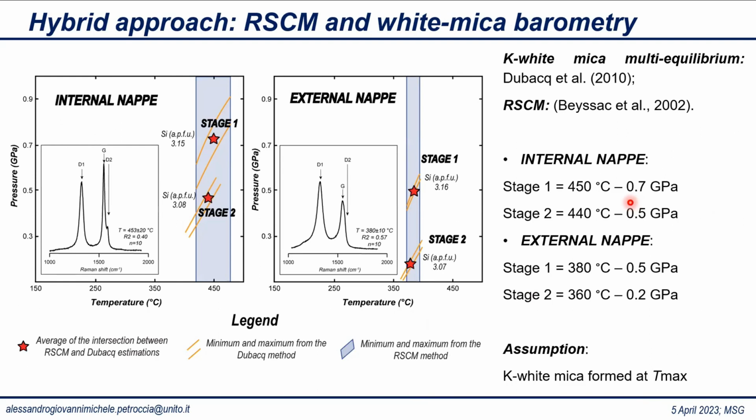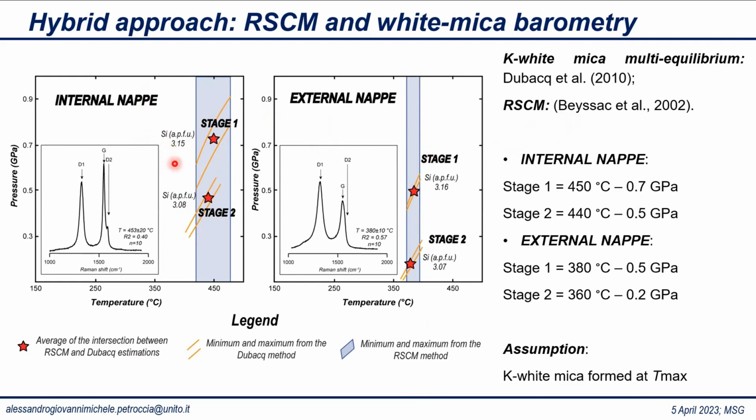Raman spectroscopy is based on the increasing crystallinity of graphite with increasing temperature, whereas the potassium white mica multi-equilibrium is based on the amount of water in the interlayer site of white mica. Here we use two groups of white mica, one with high silica and one with low silica content. We also have two different stages in both internal and external nappes, one at higher pressure and one at lower pressure.